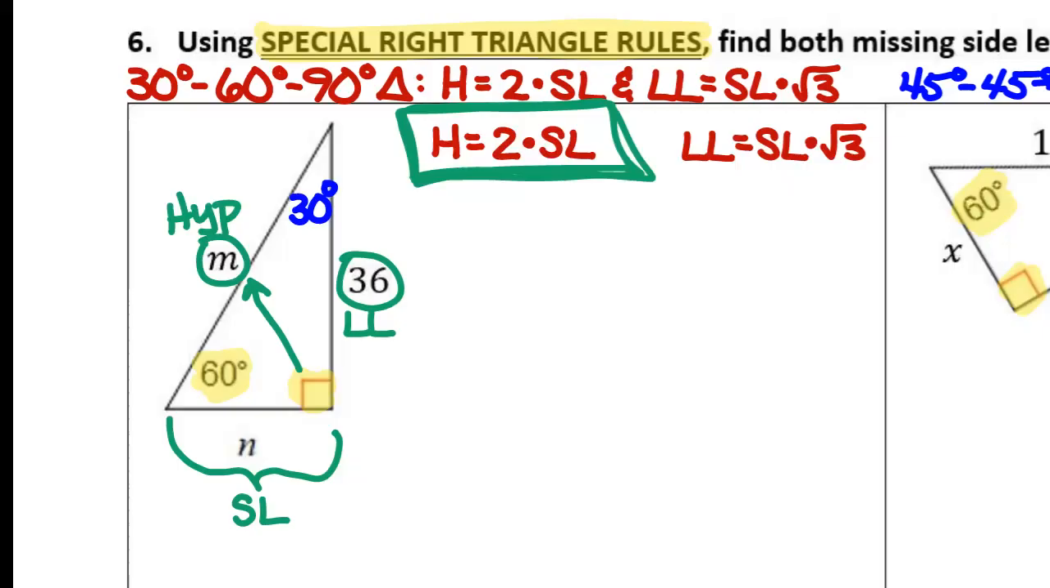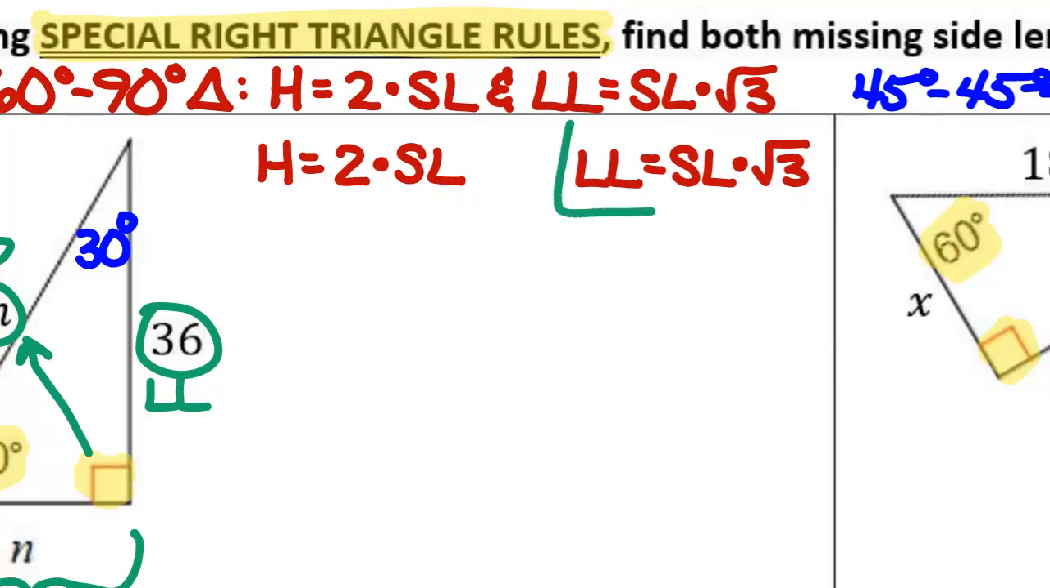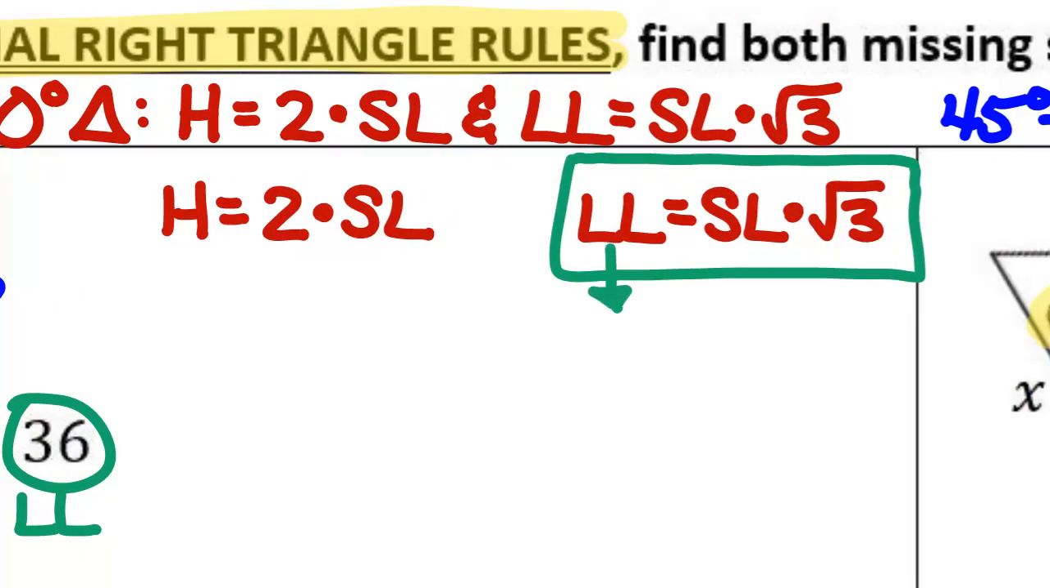That's just a variable, M. And we don't know how big the short leg is. That's also a variable, N. So we're going to have to use our long leg formula. In the place of LL, we're going to put 36 in. So 36 equals, the short leg is which side? N times radical 3.